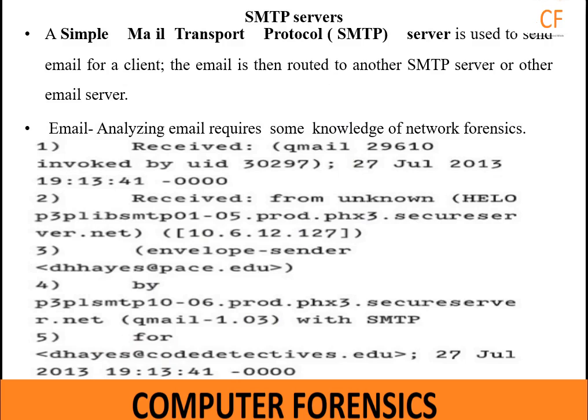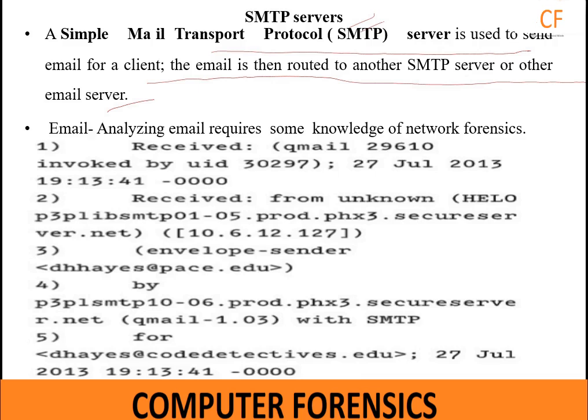SMTP servers, Simple Mail Transport Protocol, are used to send email for clients. The email is then routed to another SMTP server or other email server. For example, when you use Microsoft Outlook to send an email, this email application informs an SMTP server of the sender and recipient email addresses as well as the body of the message. When sending an email to another domain, for instance, an email from Hotmail to Yahoo, the SMTP server communicates with a DNS server and requests the IP address of the SMTP server.